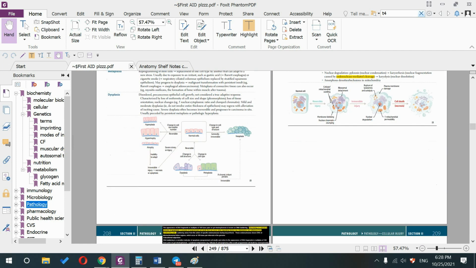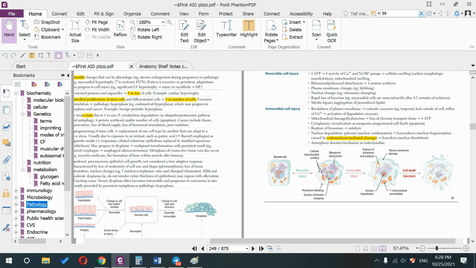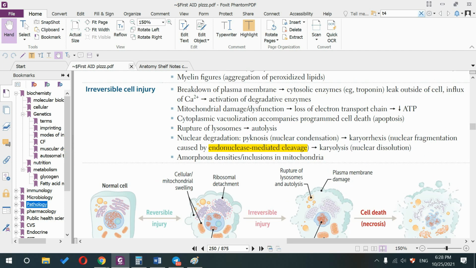Anyway, I just told you this to know that if the mitochondria burst, the electron transport chain will be lost. If the electron transport chain is lost, there will be no oxygenation of our cells. That will lead to a decrease in the ATP. Decrease in the ATP, well, that's it, cell dead.